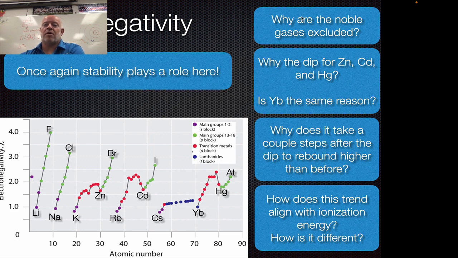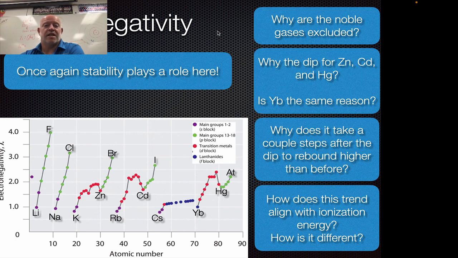Why are the noble gases excluded? Hopefully you noticed, or maybe were wondering, wait a minute, why do we stop at fluorine? Why are we not mentioning helium or argon or neon? Why are the noble gases not on here, okay? There's actually a break in the graph right here where helium should be. Well, think about this. Electronegativity is all about the ability to gain electrons when you are bonding. Noble gases don't really form bonds, okay?